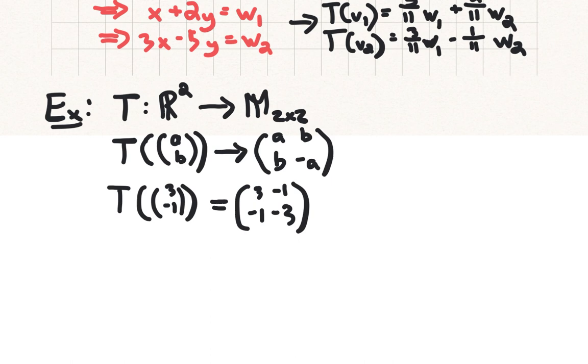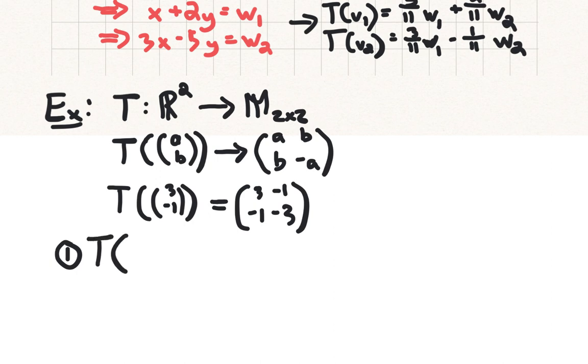Let's first show that this is indeed linear. That's something that we should do. Remember, to show that something is linear, we need two things. We need to show that we can split it apart across addition, and we need to show that we can take scalars out. So let's do the first one. Let's show that we can split it apart across addition.